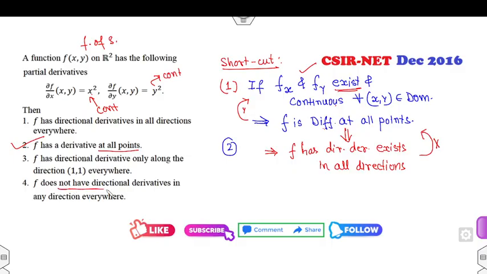F does not have a directional derivative. Once the function is differentiable, then the function has a directional derivative in all directions. It has a directional derivative only. Because of this, this option is cancelled. A and B are the correct answers of this problem.